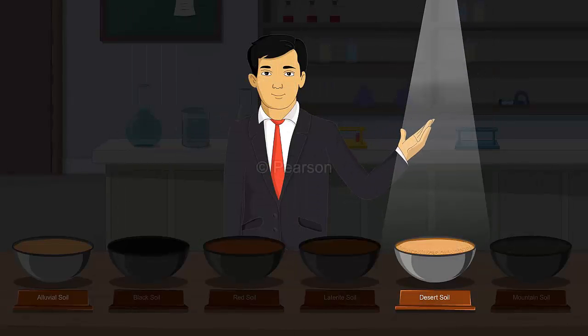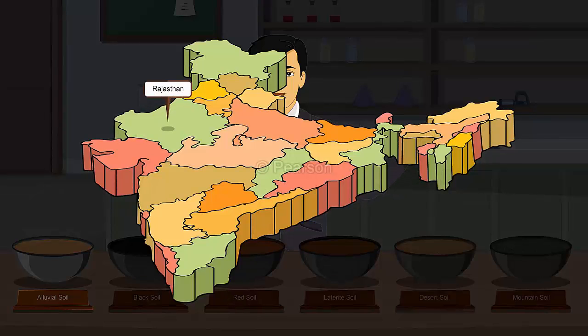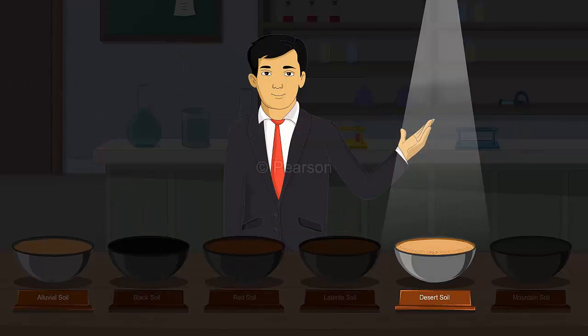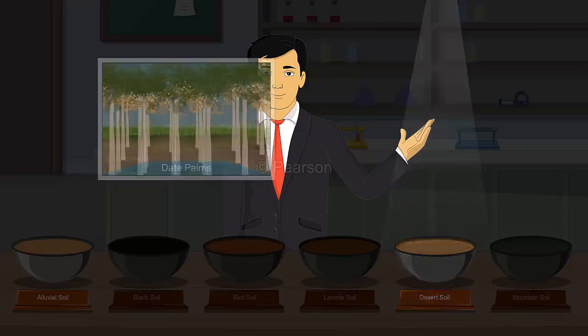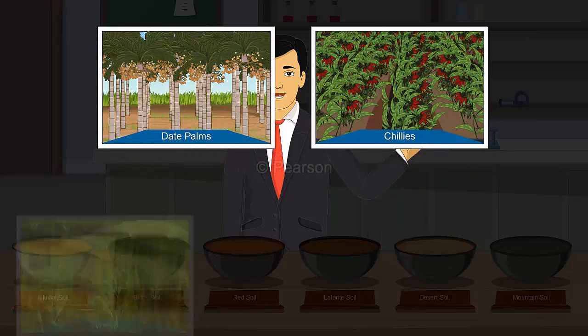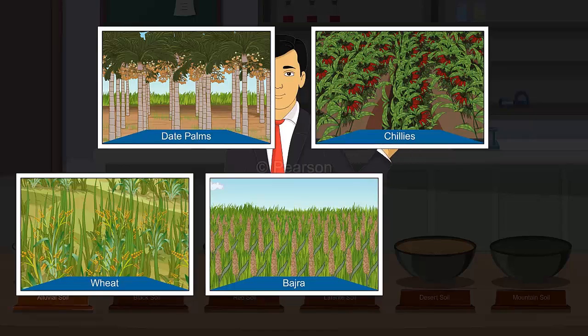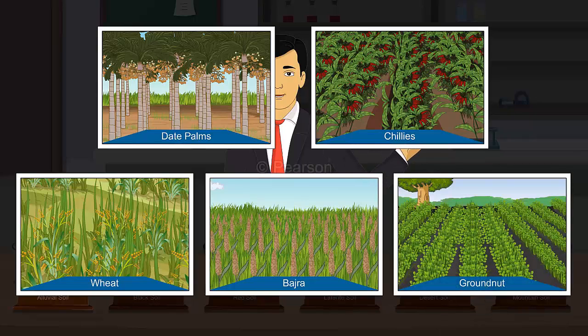Desert soil. Desert soil is found in Rajasthan and some areas of Gujarat, Haryana, and Punjab. The lack of wash by rainfall makes the soil salty. It is the least fertile soil among all the soils. Though with the use of modern irrigation, crops such as date palms, chilies, wheat, bajra, and groundnut can be grown here.